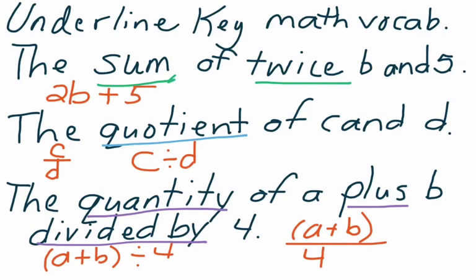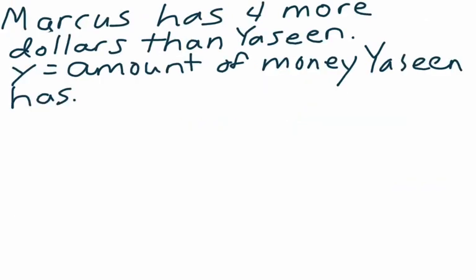Alright. Okay, for the next few minutes, we're going to work on some modeling exercises. I wrote down some of the exercises, and we are going to go through them, identify the key vocabulary words, and then come up with an expression using the variables that are given to you. So the first one says, Marcus has $4 more than Yasin. If Y is the amount of money that Yasin has, write an expression to show how much money Marcus has.